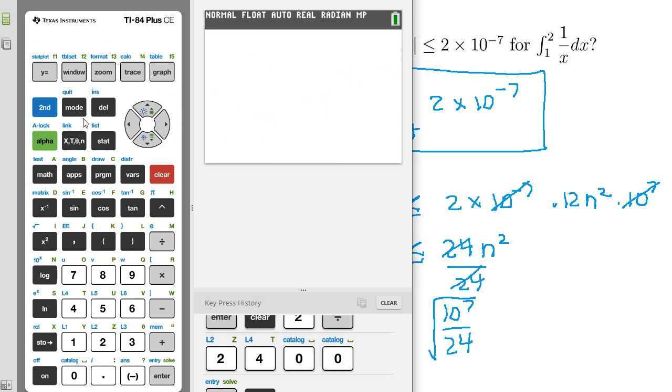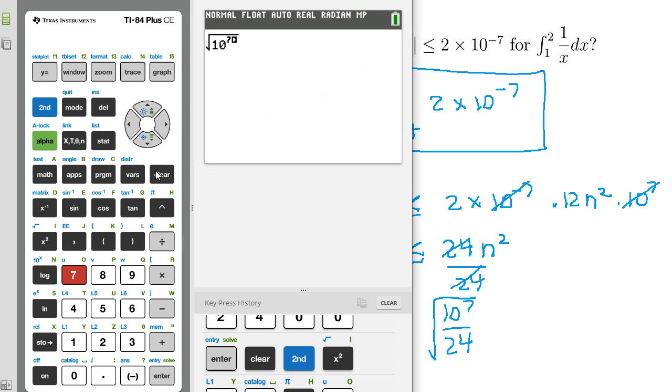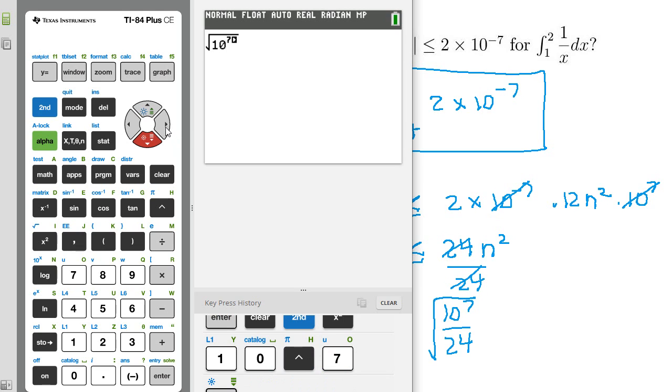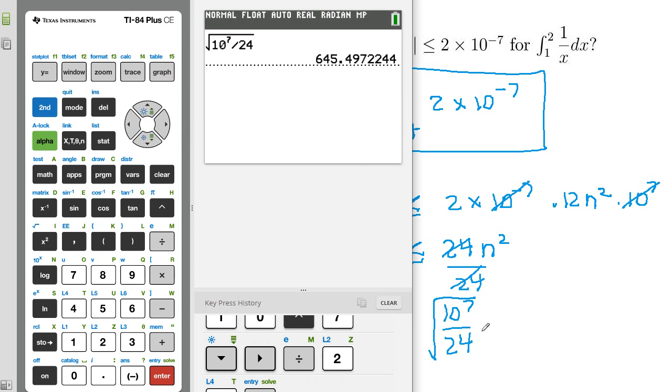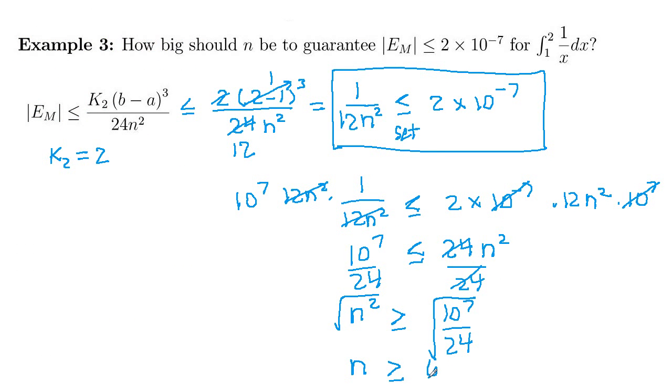So let's clear that out. We want the square root of 10 to the 7th power, and then we are going to divide by 24. So 645.49. And you can't have half of a rectangle, so we're going to round that up to 646. And then just to note, if you're doing the error estimate for Simpson's rule, you have to round up to the next even. So 646 rectangles will give this error.